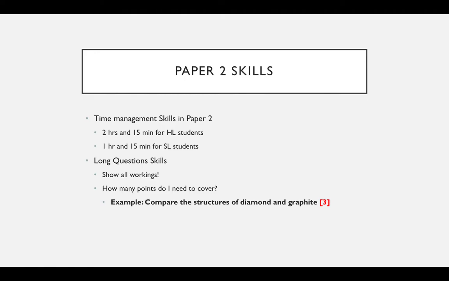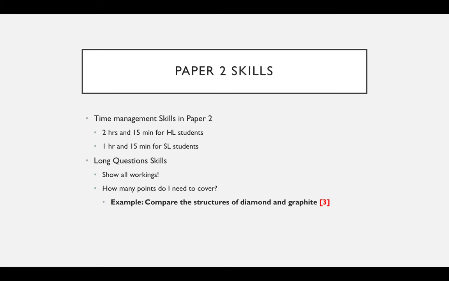In terms of time management skills, again, for higher level, you have 2 hours and 15 minutes for 95 marks, and for standard level, you have 1 hour and 15 minutes for 50 marks. So that leaves you with around 1 minute and 25 seconds per mark. Just the same as skills in paper 1. Do it as fast as you can and do not drag on if you don't know the answer.